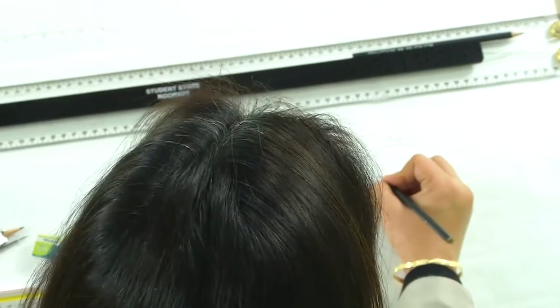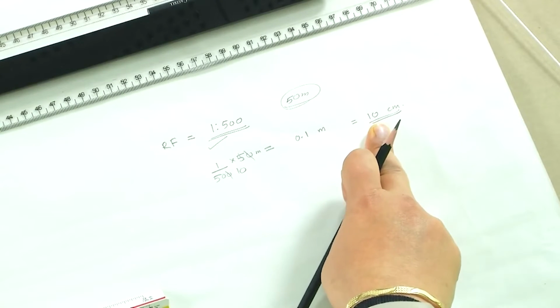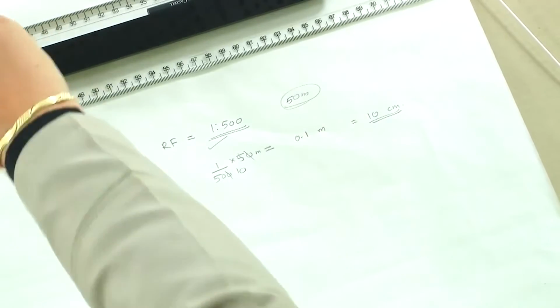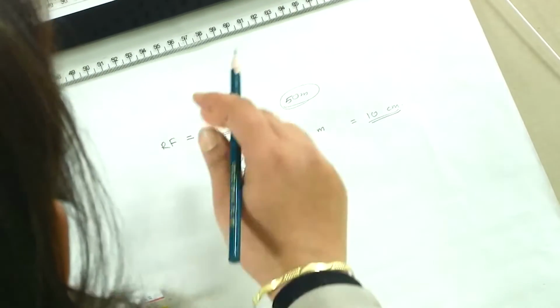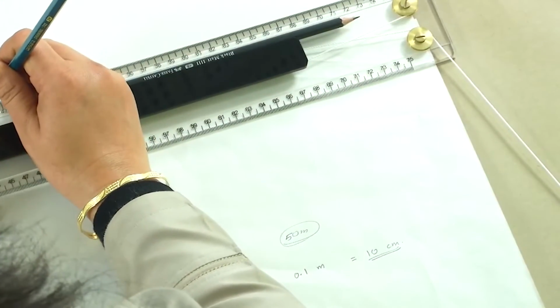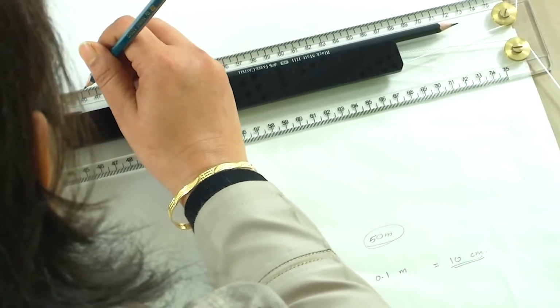So, 1/500 into 50 will give me 0.1 meter. This is meters here. It means that I have to draw a scale of 10 centimeters. If I have to measure a maximum dimension of 50 meters on an RF of 1:500, I will have to draw a line of 10 centimeters. That is what we are going to do right now. So, here we measure 10 centimeters.